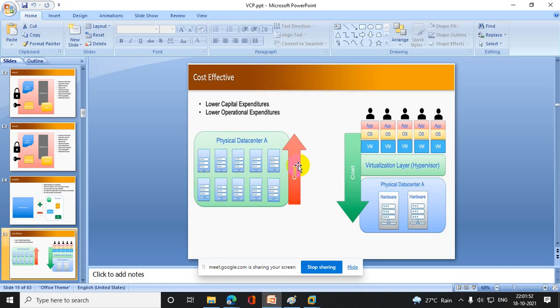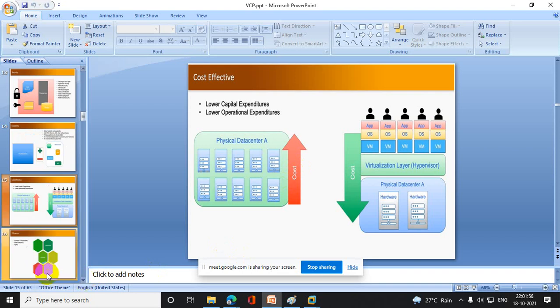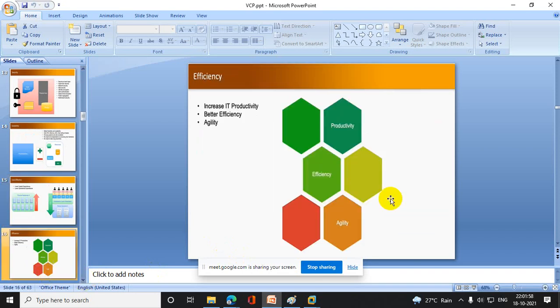So these are the things for the cost effective part. Clear? Okay. Next is efficiency. Efficiency, definitely.